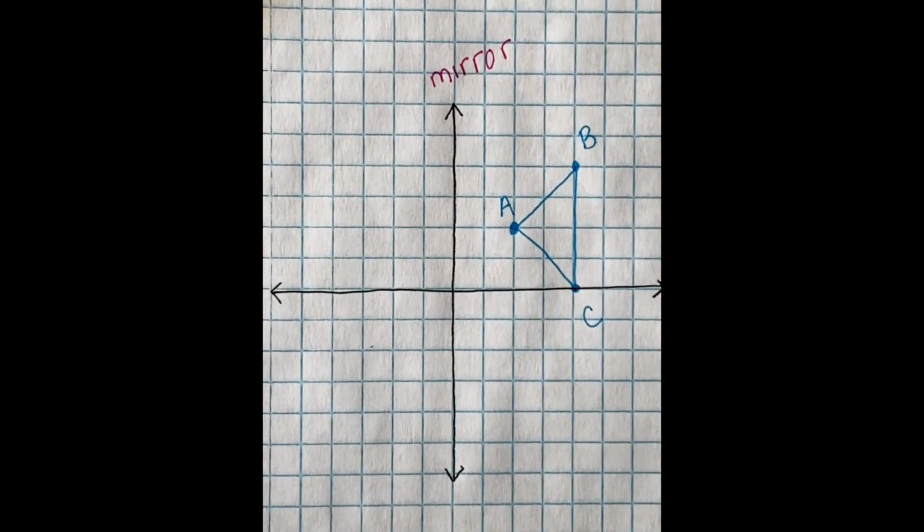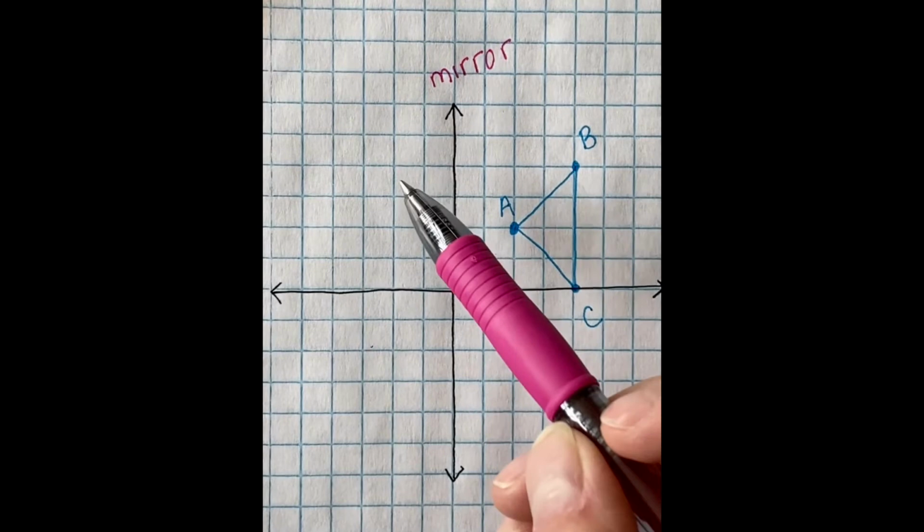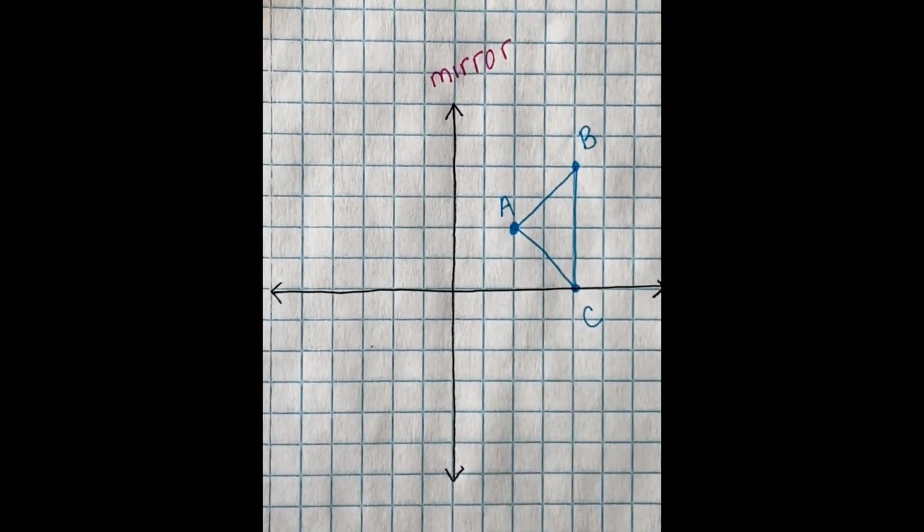So imagine flipping this triangle over that mirror, over the y-axis. Which quadrant would it end up in? That's right, it would end up in quadrant 2. So, very easy to think about.